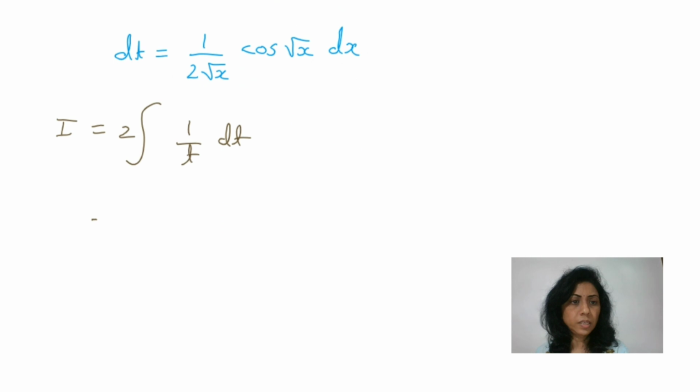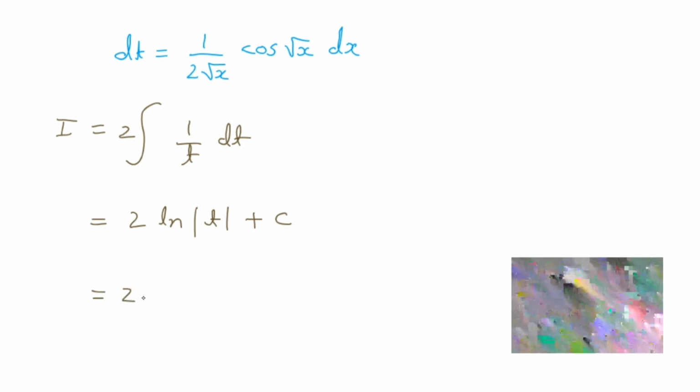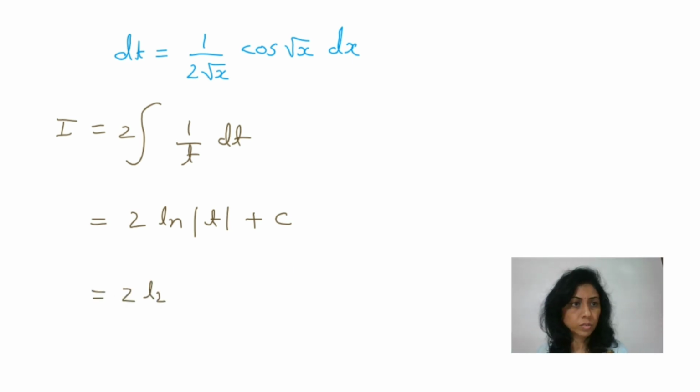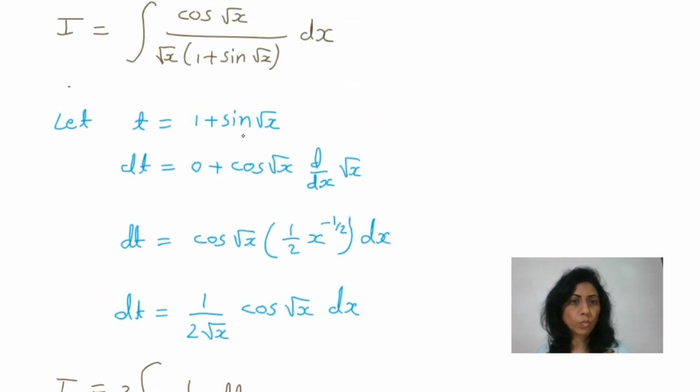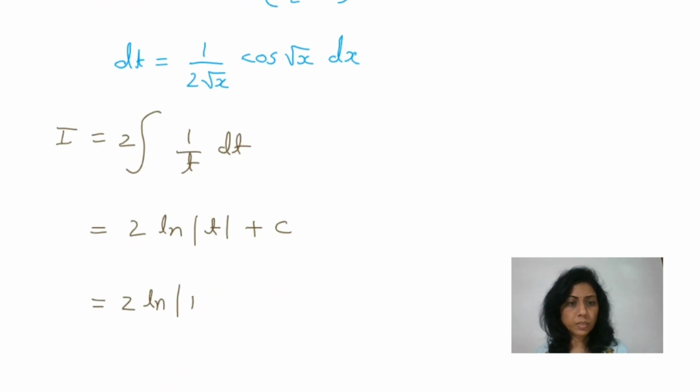Now we can easily integrate 1 upon t. So we get 2 ln absolute value of t plus an arbitrary constant c. Here t value is 1 plus sine square root x, so 2 ln absolute value of 1 plus sine square root x plus c, and this is our final answer.